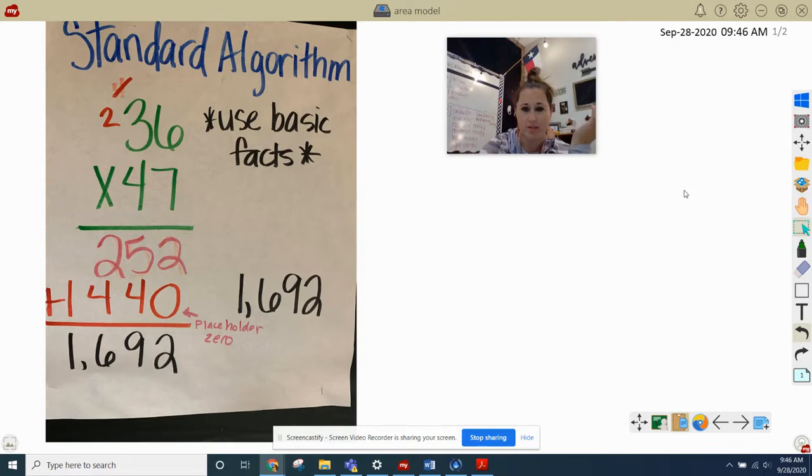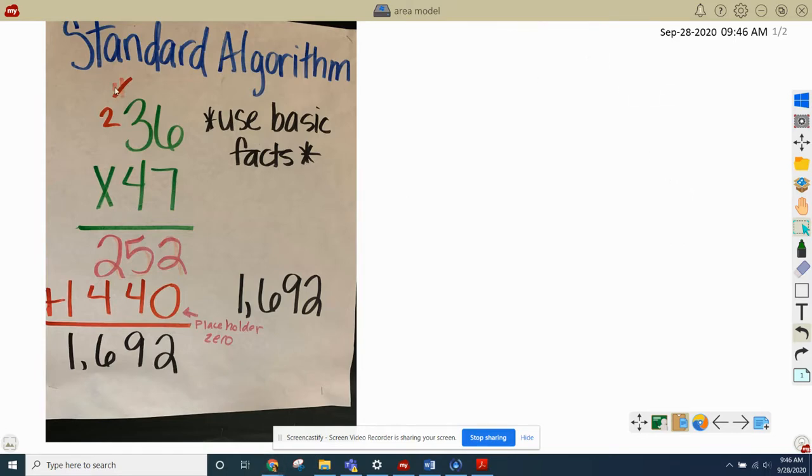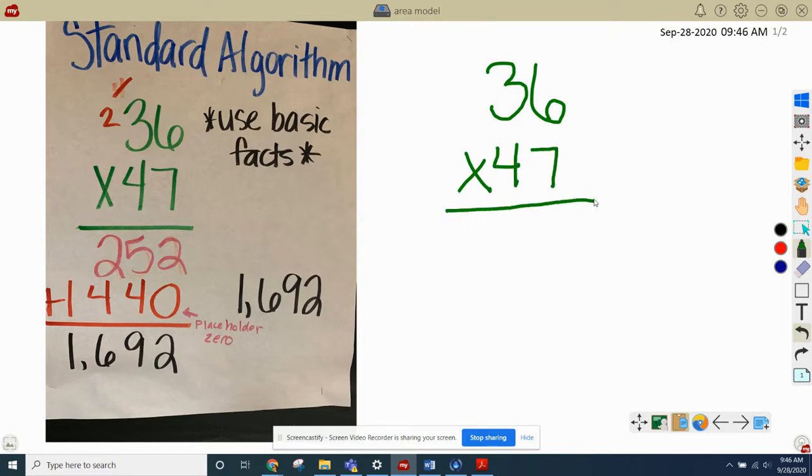Okay, so I'm going to walk you through the steps and do a few problems with you before setting you off on your assignment. Okay, so standard algorithm, we're still going to use our basic facts. Here's a problem. I'm going to redo this problem over here and take you through the steps that you see here. So the problem is 36 times 47. Now back when we did just 2 by 1 digit, it was like you do 6 times 7, then 30 times 7.